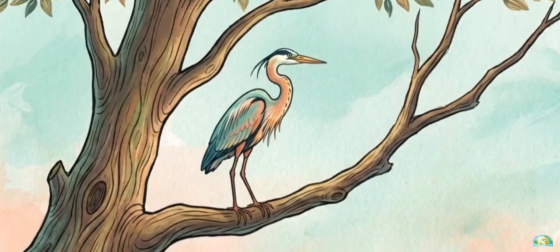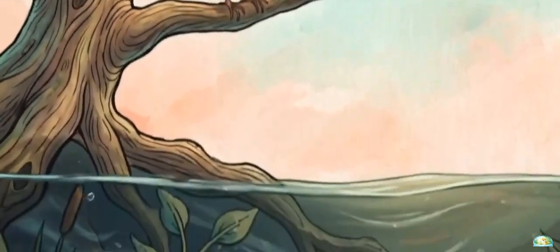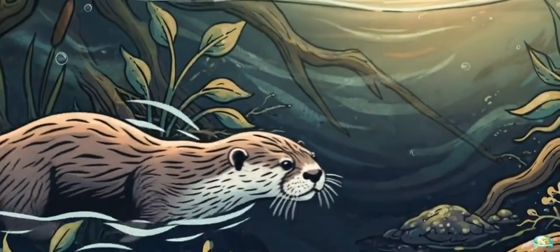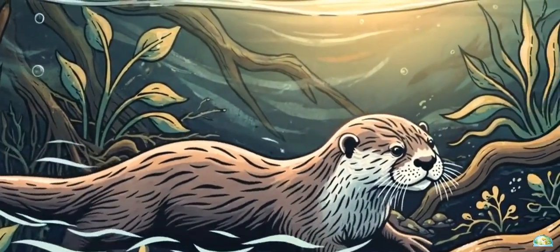Look at a bustling riverbank. Life happens in two distinct directions. Up in the branches, a heron stands watch, while an otter hunts below.